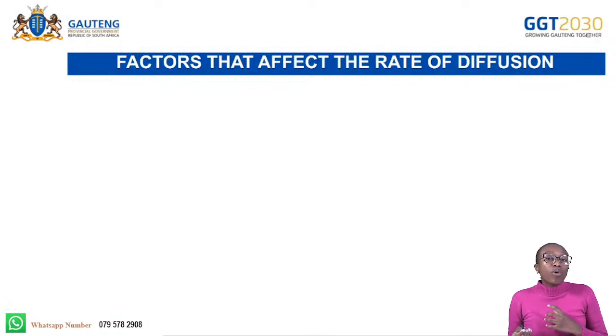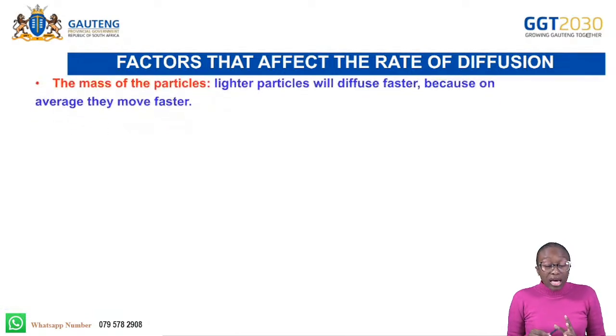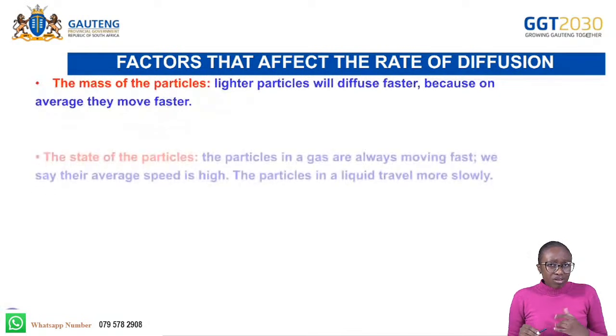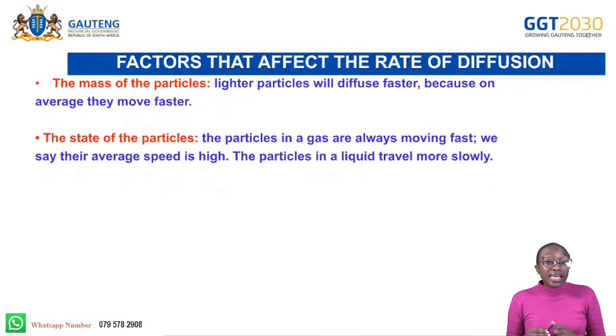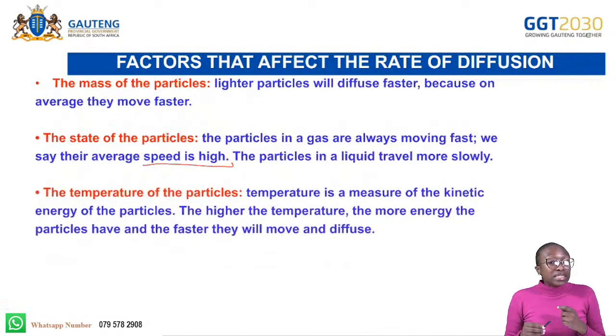Now, what are some of the factors that affect the rate of diffusion? One, the mass of the particles. Lighter particles will diffuse faster on average because they move faster. And the state of the particles. Particles of a gas are always moving fast, and we say they are moving at a high speed. Particles of a liquid, in comparison with particles of a gas, move at a slower rate. Temperature also affects the rate of diffusion.